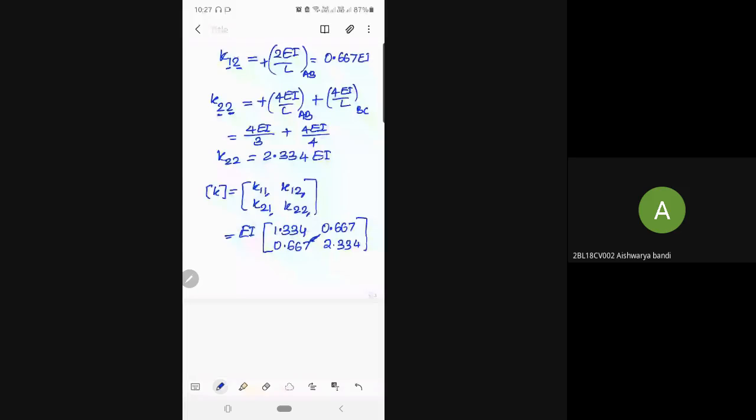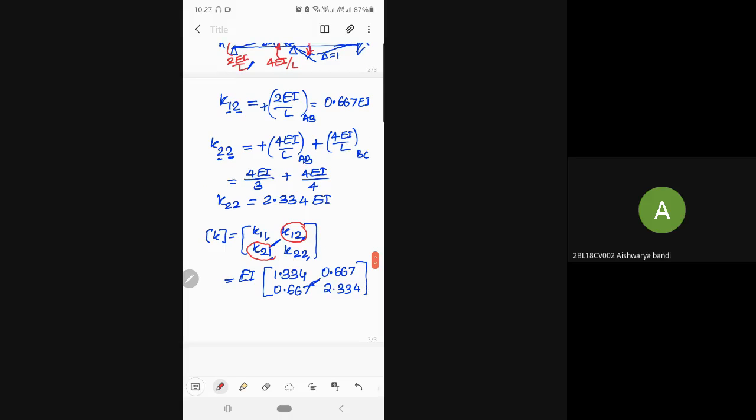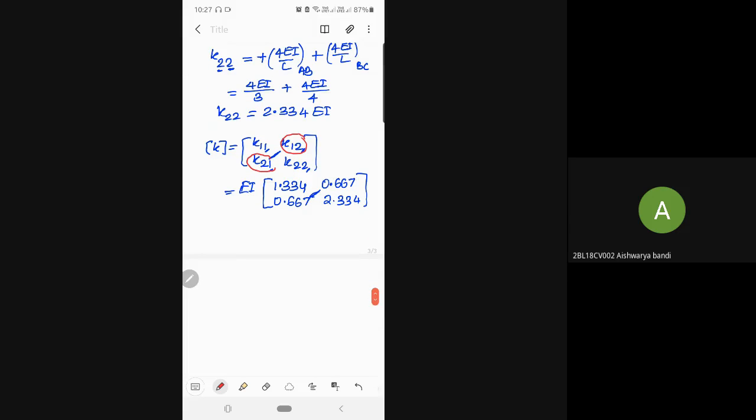If you just see this matrix, these two elements are the same. So K21 and K12 are the same. K21 is equal to K12; see here, K12 is 0.667, which is equal to K21. Clear? This is called the law of reciprocal theorem. You will get the same. If you don't get the same, then you have gone wrong somewhere, so you can go back and check. So this is the stiffness matrix that you get.